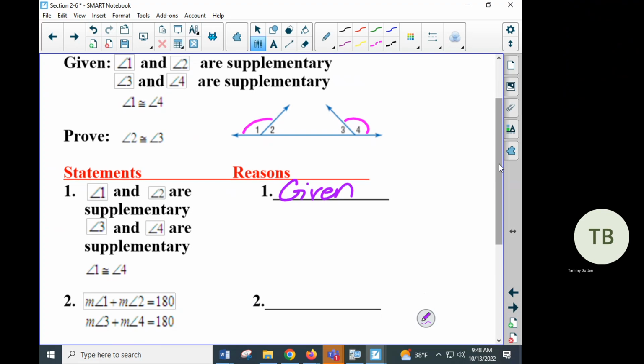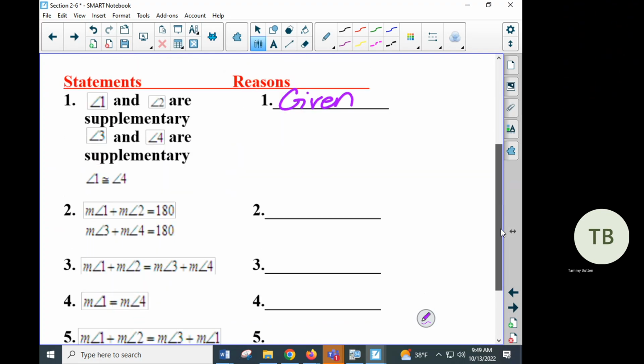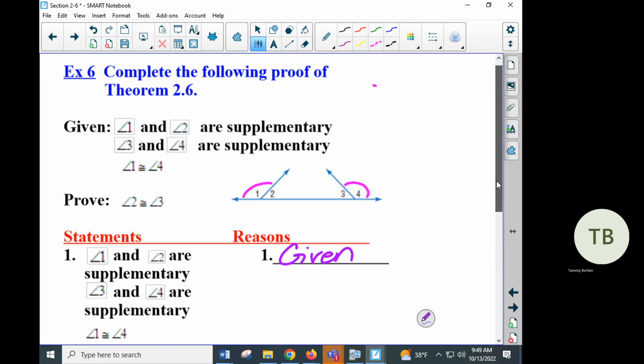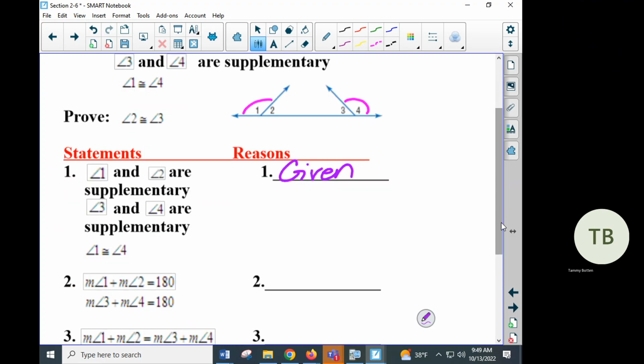Now, do you see how angle 1 and 2 are supplementary and 3 and 4 are supplementary? Do you get that because of that, you could say their measures add up to 180? Do you know what that's called? Do you remember how this proof, when they said the measures add up to 90, was definition of complementary angles? So this would be definition of supplementary angles.